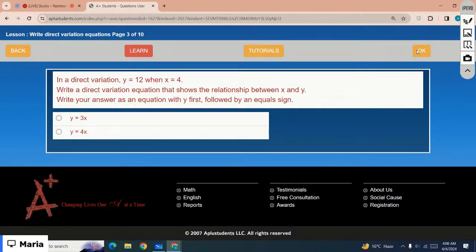Okay. The next one is in a direct variation. In a direct variation, y equals 12 when x equals 4. Write a direct variation equation that shows the relationship between x and y. Write your answer as an equation with y first followed by an equal sign. So, which is the correct option?